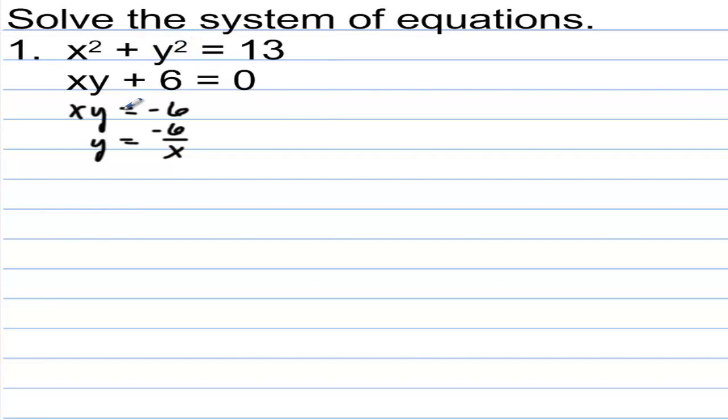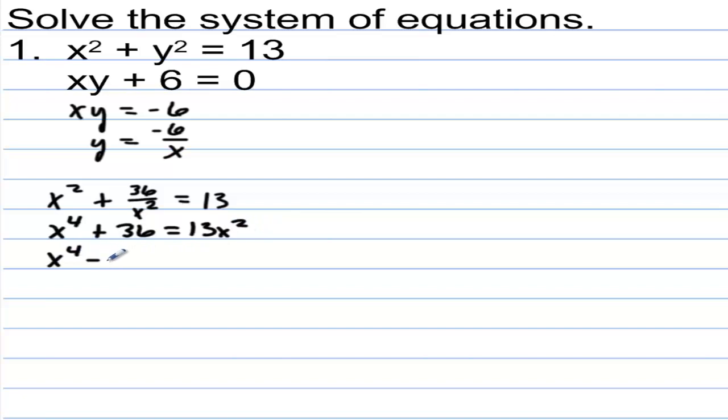Now keep in mind this says y squared. We have x squared plus 36 over x squared is equal to 13. Let's multiply everybody by x squared to get rid of the fraction. We have x to the fourth plus 36 is equal to 13x squared. Now let's get everything to one side. We have x to the fourth minus 13x squared plus 36 is equal to 0.